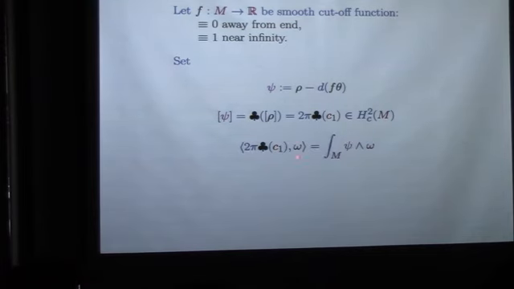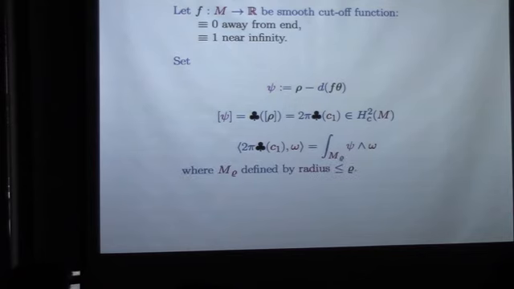This should be, sorry, Kähler class, not Kähler form. So pairing with the Kähler 2π, c1 pairs with the Kähler class to give you the integral on this manifold with boundary. A priori, you say, well, you're supposed to integrate on the whole thing, but this is compactly supported.